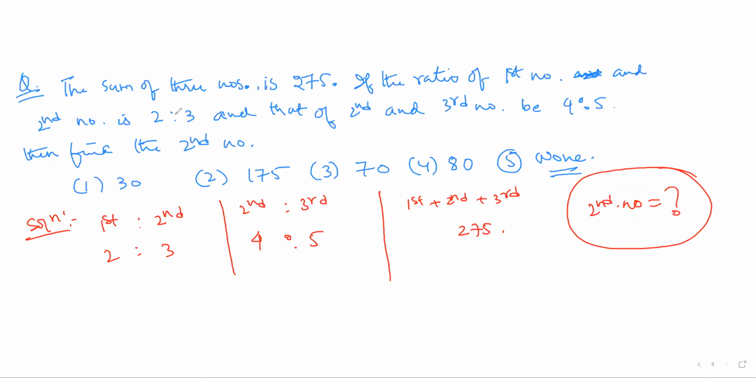Question no doubt. Let me change the number. Okay, see, in this I change the number. The first number ratio is 3:7, and the second and the third number is going to be 2:5, right?